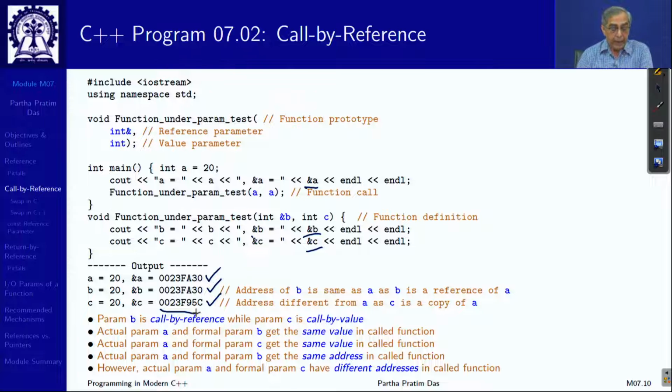So, here we have learnt how to pass parameters by reference where they are not copied, but just become a second name for the actual parameter, and accordingly these addresses will be assigned, right, as you have seen already.